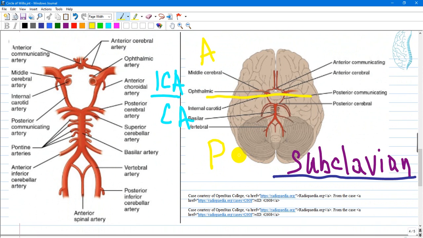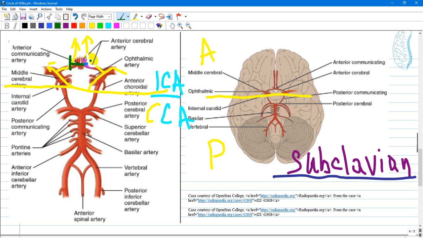Let me show them on the picture. So we have two pictures, one with vessels only, arteries, and the second one with the brain together. So the anterior compartment: the middle cerebral artery is supplied by the internal carotid artery, and this one by the common carotid artery. The anterior cerebral artery is derived from the middle cerebral artery and has between them a communicating artery called the anterior communicating artery.